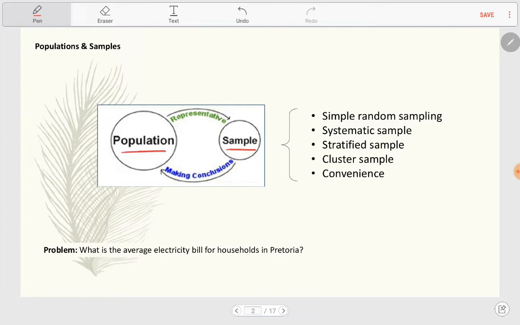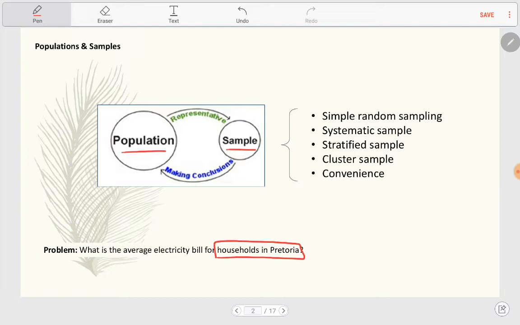So now let's consider this example here. What is the average electricity bill of households in Pretoria? If I ask you to identify the population, what would you identify? Maybe take a moment to write it down. Okay, so hopefully you have committed your answer. The population in this case, the group that you're interested in, is all households in Pretoria. So that's the population where you're asking this question about and you want to know more about.